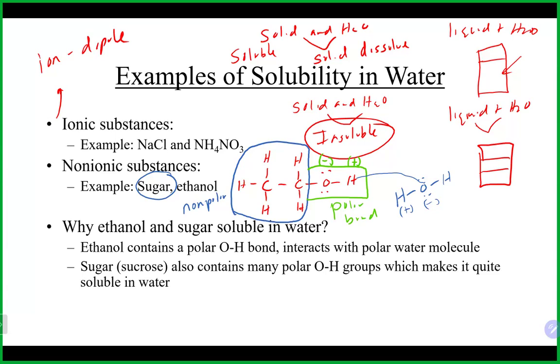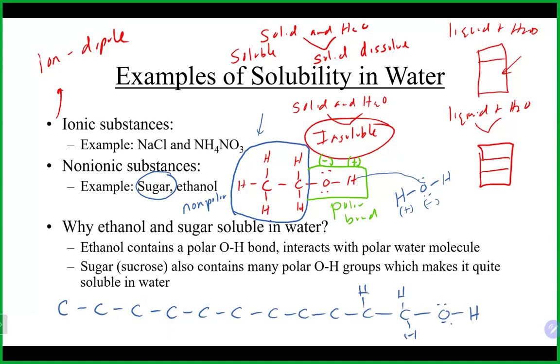Now, mind you, if you took something like ethanol, and it wouldn't be ethanol at that point, but if you added, for example, a ton of carbons and you got this OH group here at the end, and all these carbons have hydrogens.